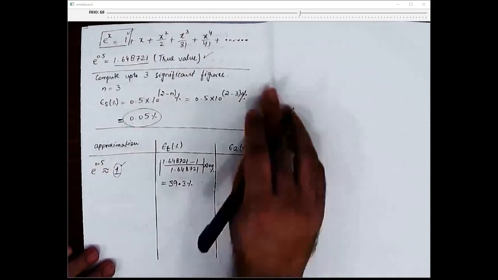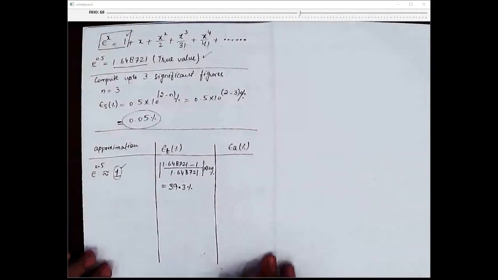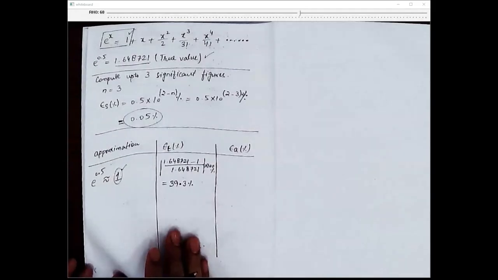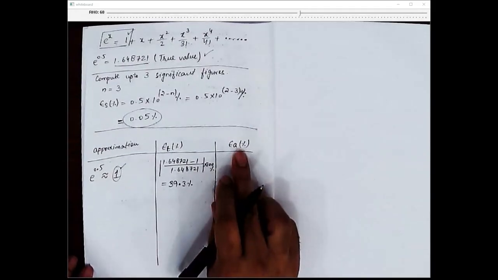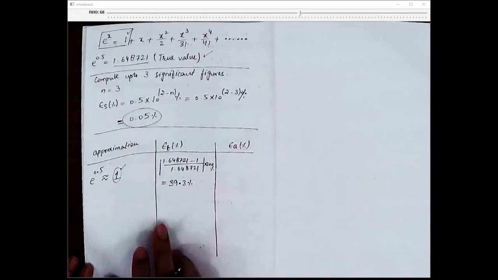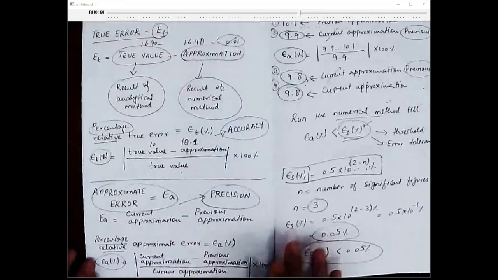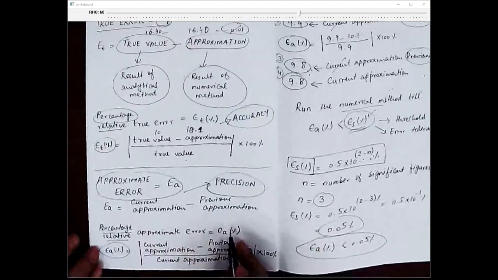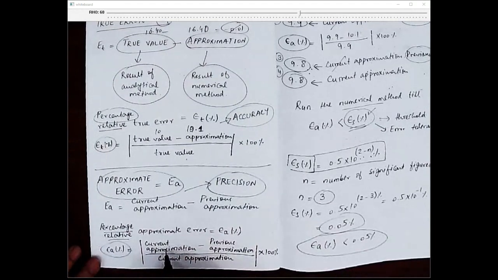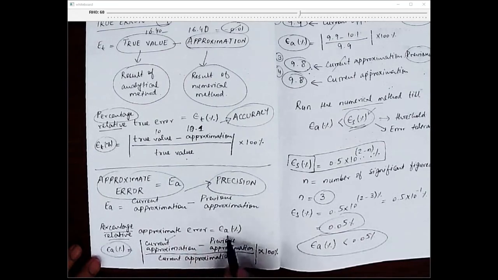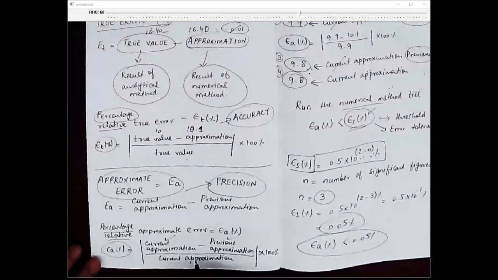Now I want to compute this EA. Again, I use the same concept: I look at the definition of EA percentage, and then I ask myself, what do we have, and can we compute it at this time or not? EA percentage needs this computation: current approximation minus previous approximation, over current approximation. So it needs two approximations. One is current, the latest one. One is the previous one, and we divide by the current one to make it a relative error. Multiply with 100% to make it a percentage error.